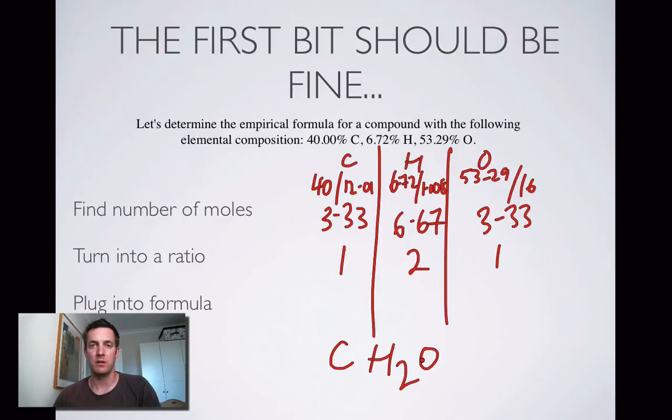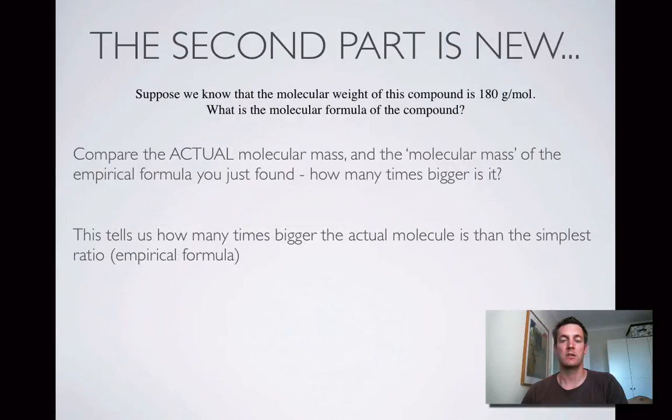Now bear in mind, this is an empirical formula. It's the simplest whole number ratio, so the molecular formula could be any multiple of this. In fact, it could be exactly the same as this, but it could be any multiple. Bearing that in mind, let's move on to the next slide. This is the second part. Suppose we know that the molecular weight of the compound is actually 180 grams per mole.